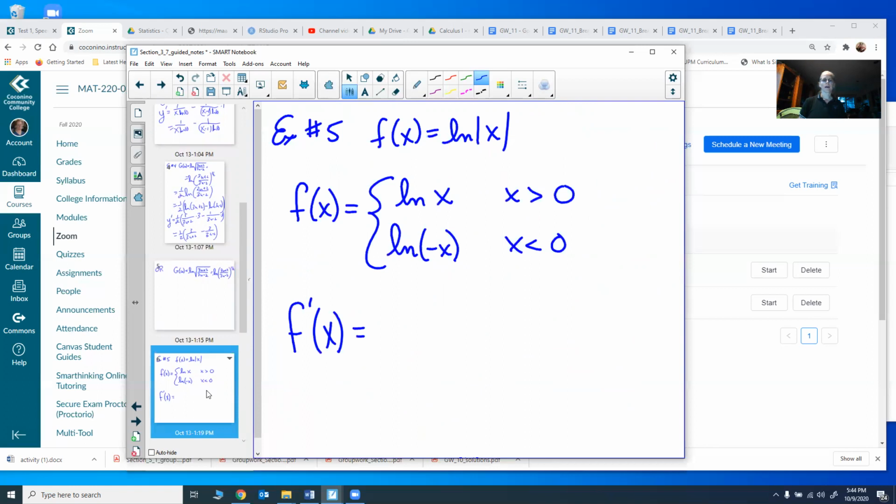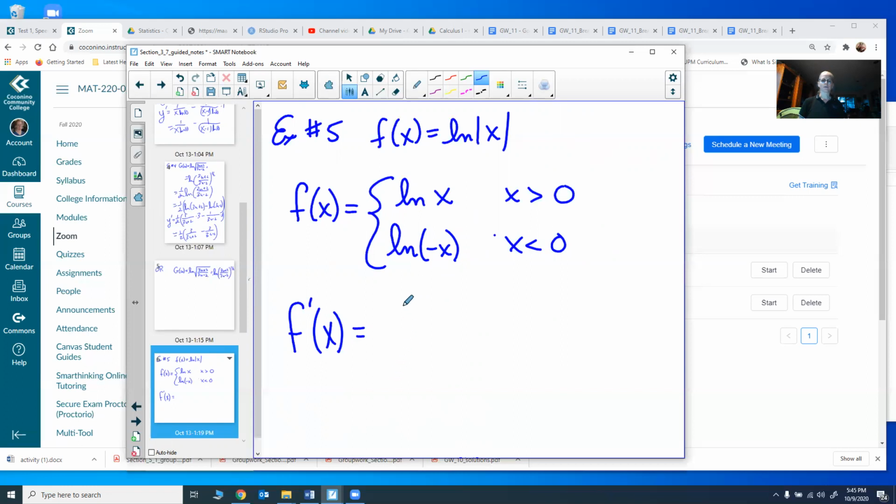Let's try another one. Let's look at f of x equals the natural log of the absolute value of x. Remember, absolute value means that if x is bigger than 0, we can just drop the absolute value bars. So f of x is equal to the natural log of x if x is bigger than 0. If x is less than 0, then the absolute value is the negative of whatever is inside. So it's the natural log of negative x, as long as x is less than 0. Notice that it excludes 0, because you can't take the natural log of 0. You also can't take the natural log of a negative number, so when x is less than 0, we need that negative sign there to make it positive.